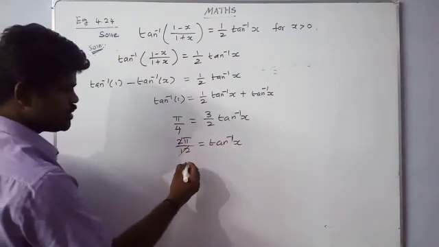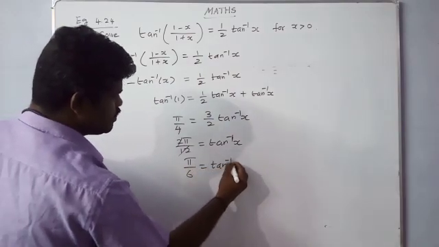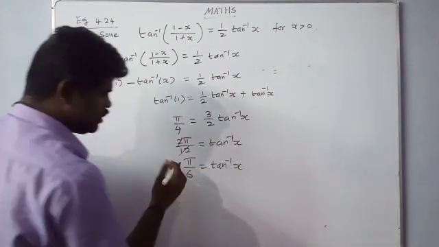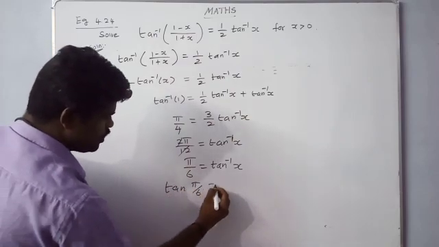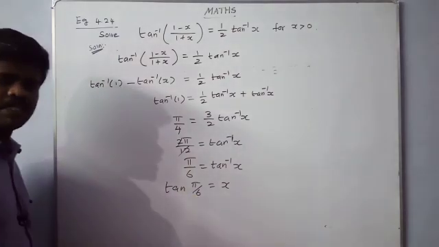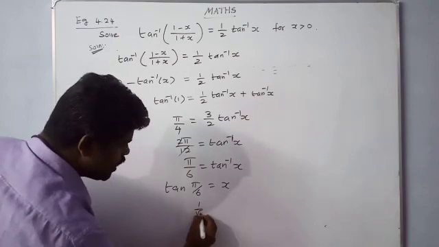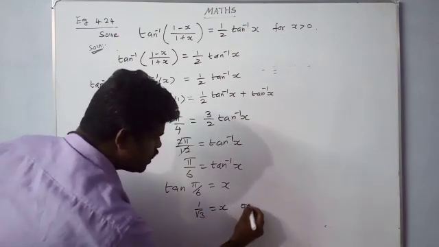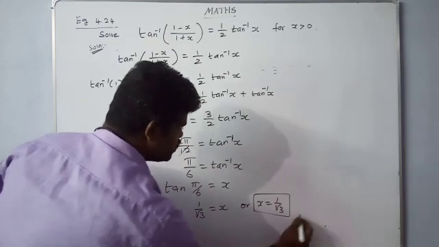Cancel these two terms: pi by 6 equals tan inverse x. Take tan to this side: tan pi by 6 equals x. Therefore, the value of tan pi by 6 is tan 30 degrees, and tan 30 degrees is 1 by root 3. So 1 by root 3 is equal to x, or x is equal to 1 by root 3. So this is the answer.